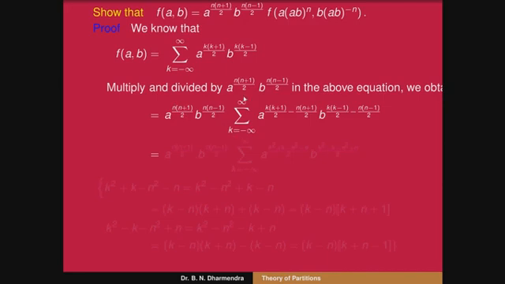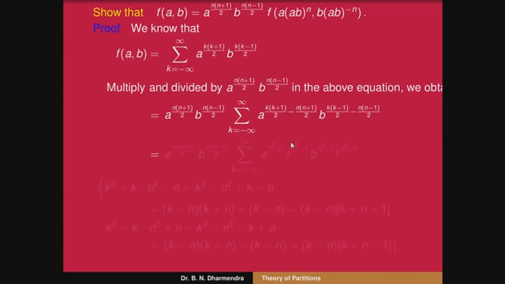That is, the sum for k running from minus infinity to plus infinity of a^(k(k+1)/2), and k is already there. So we divide by the terms; there is a negative term, here also there is a minus. So that is a^(k(k+1)/2) divided by a^(n(n+1)/2), and b^(k(k-1)/2) divided by b^(n(n-1)/2). Or we can take the LCM, that is 2.